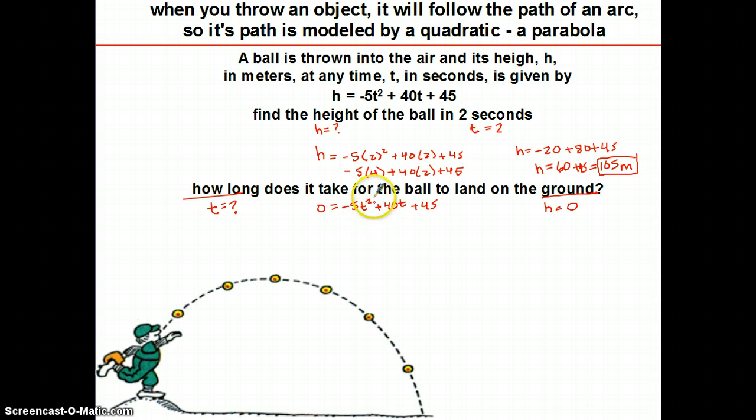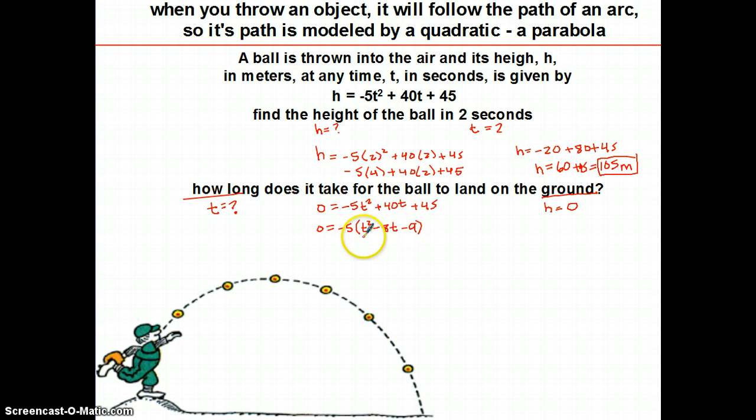Now, since I have a variable squared, I'm going to need to factor the quadratic in order to solve it. So first, to factor, I'm going to take out the GCF. Here I can take out a negative 5 from all the factors. So negative 5 leaves me with t squared minus 8t minus 9.